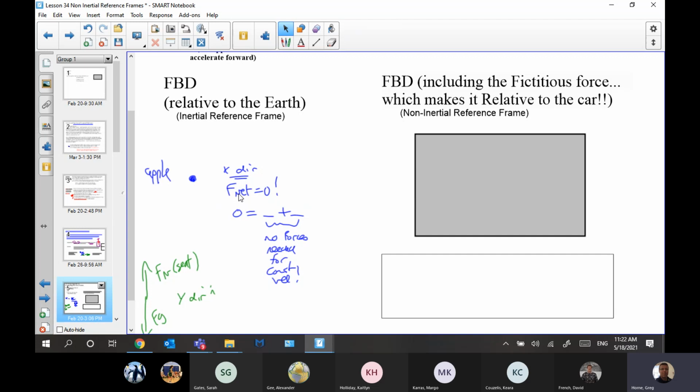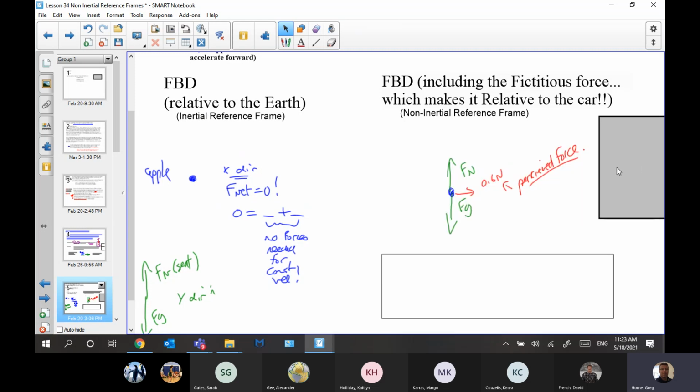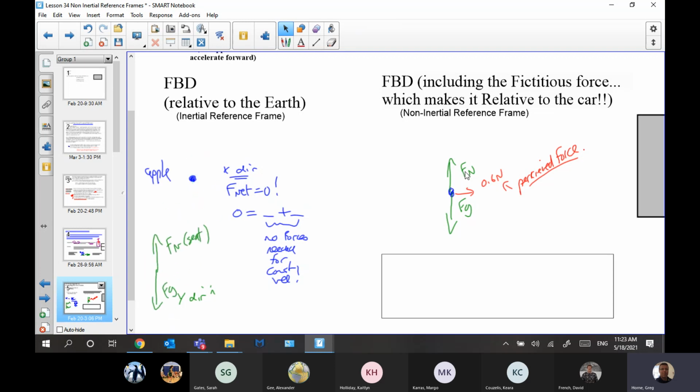Because it's just inertia that makes the apple fall on the floor, right? The new part for us is to be able to draw a free body diagram and have it make sense to us, where you're going to have the free body diagram for the non-inertial reference frame. So this free body diagram over here was relative to the Earth. This one's going to be relative to the car. It's up to you if you want to think of it that way, but basically, vertically things are still balanced.